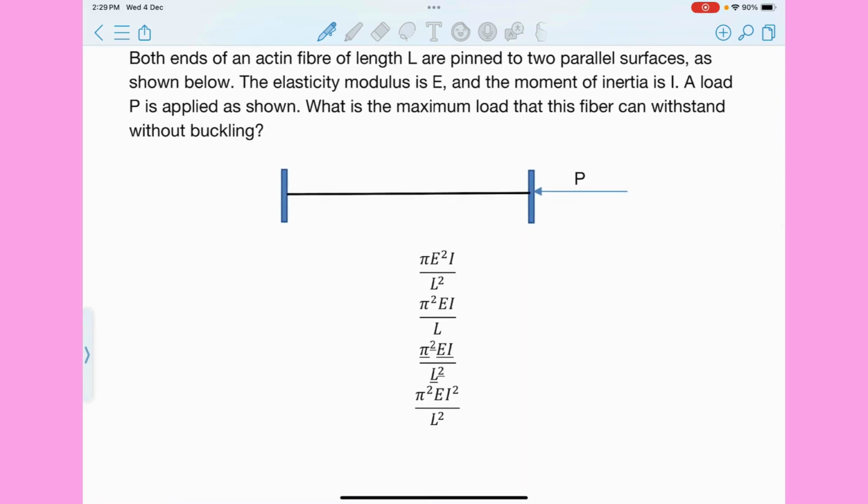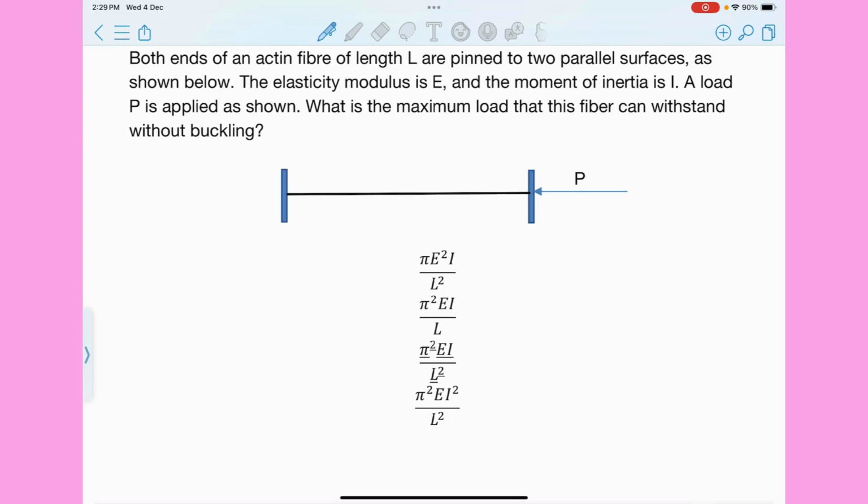Both ends of an actin fiber of length L are pinned to parallel surfaces as shown below. The elasticity modulus is E and the moment of inertia is I. A load P is applied as shown. What is the maximum load that this fiber can withstand without buckling?